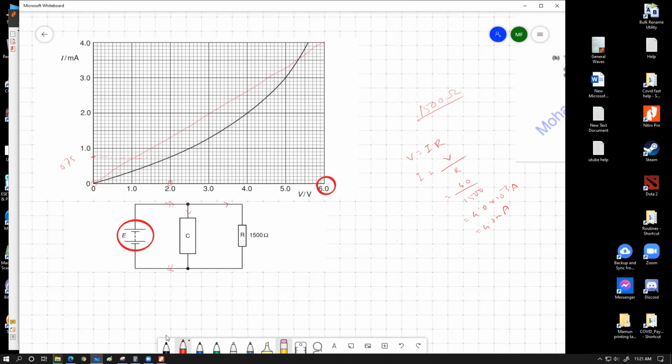What is the intersection point of this 2.0 volt for the straight line? Can somebody give me the straight line value? What is the actual true intersection of this 2.0 volt for the straight line?